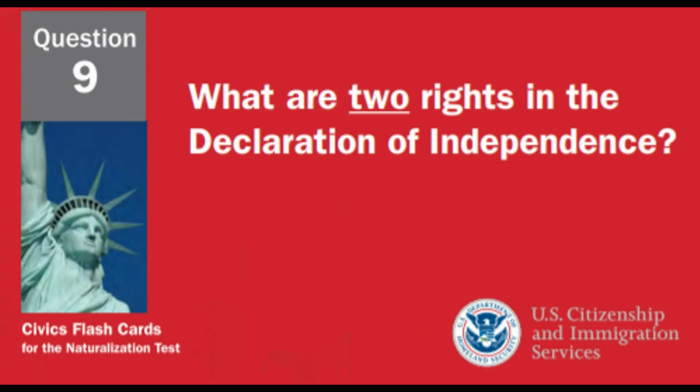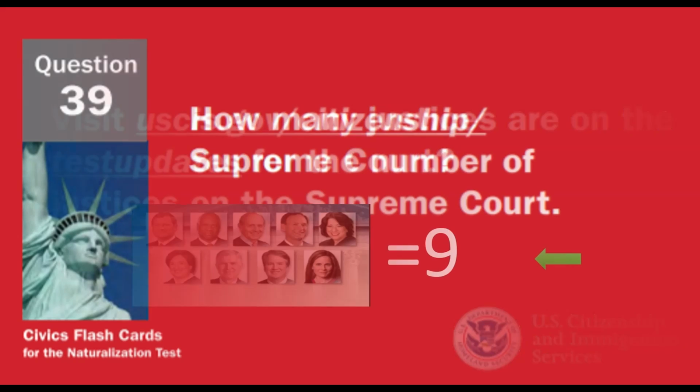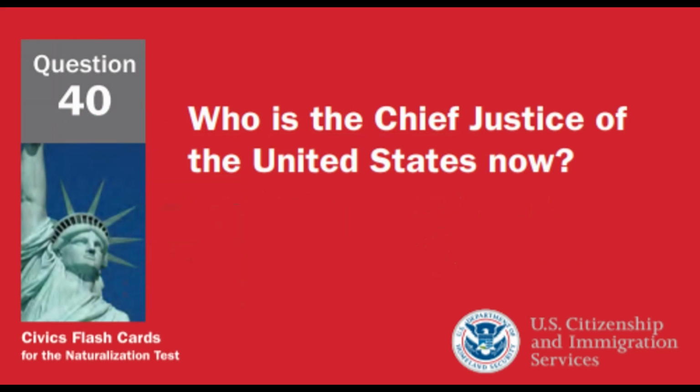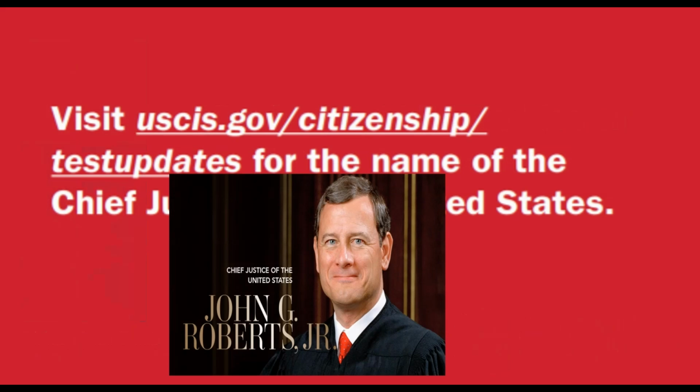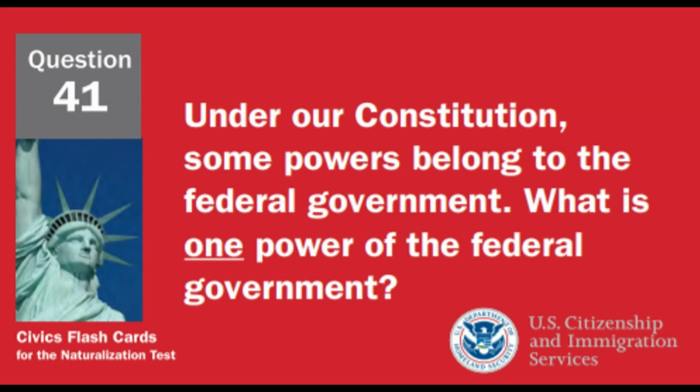What are 2 rights in the Declaration of Independence? Life and liberty. How many justices are on the Supreme Court? 9 justices. Who is the Chief Justice of the United States now? John Roberts. Under our Constitution, some powers belong to the federal government.